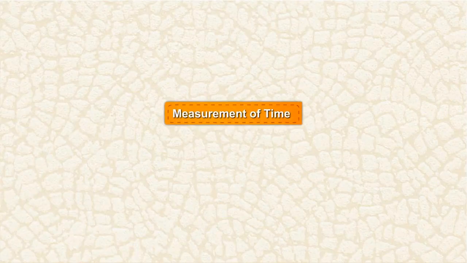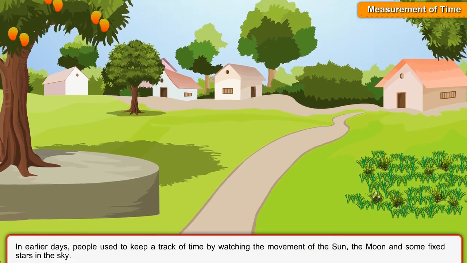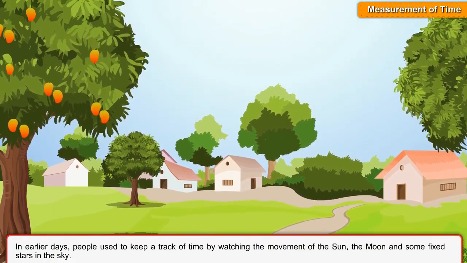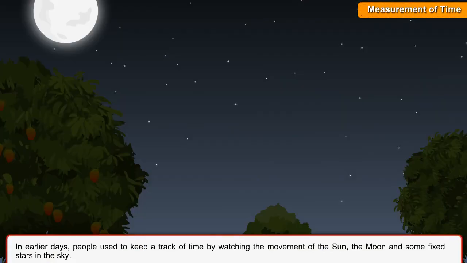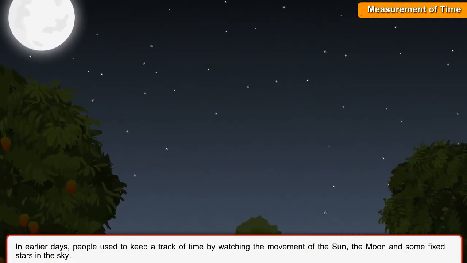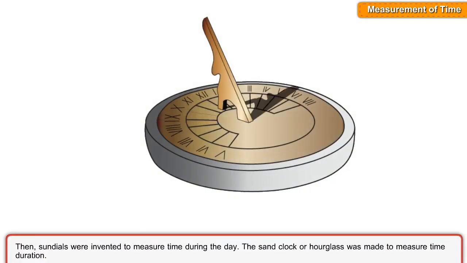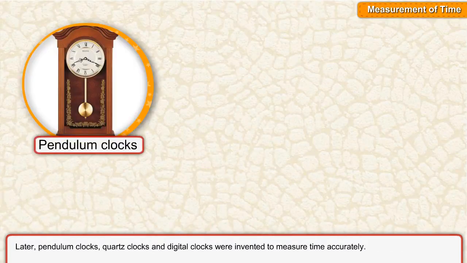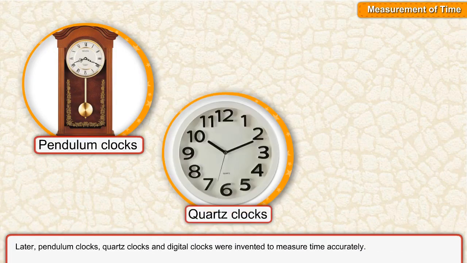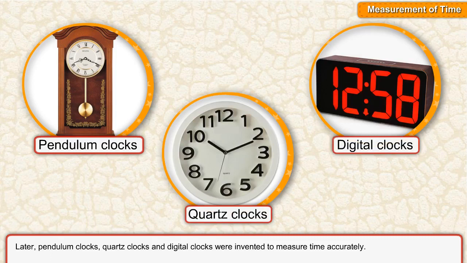Measurement of time. In earlier days, people used to keep a track of time by watching the movement of the sun, the moon, and some fixed stars in the sky. Then sundials were invented to measure time during the day. The sand clock or hourglass was made to measure time duration. Later, pendulum clocks, quartz clocks, and digital clocks were invented to measure time accurately.